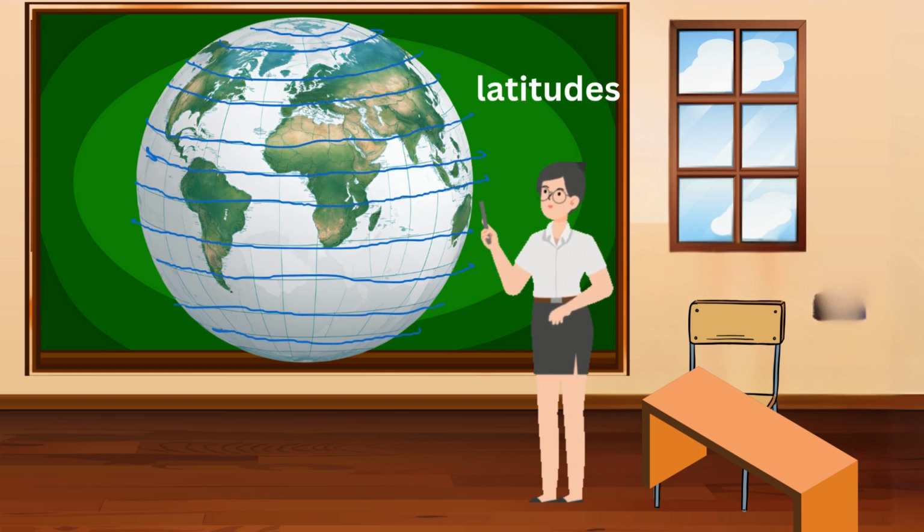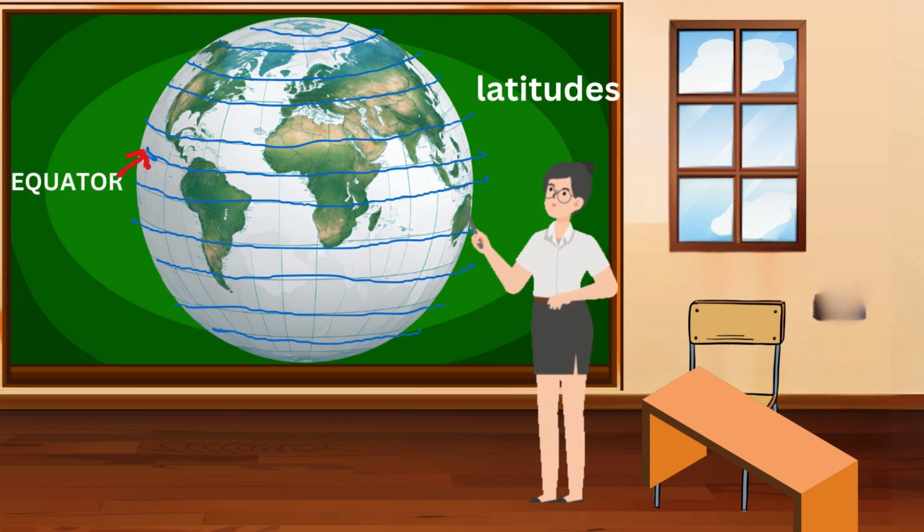These horizontal lines on the globe are termed as latitudes. Latitudes are horizontal imaginary lines that run from west to east. They are also known as parallels. The Equator is the longest latitude. It divides the Earth into two equal hemispheres, the Northern Hemisphere and the Southern Hemisphere. There are a total of 181 latitudes. The distance between two latitudes is approximately 111 kilometers.